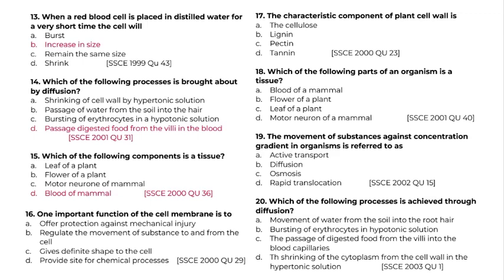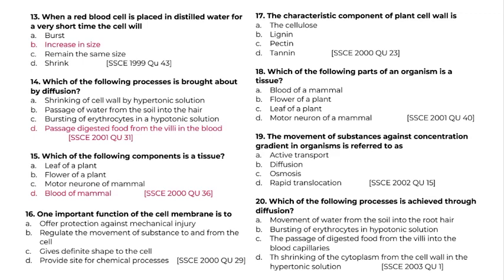Question number 16. One important function of the cell membrane is to A. Offer protection against mechanical injury. B. Regulate the movement of substance to and from the cell. C. Gives definite shape to the cell. And D. Provide site for chemical processes. Now, offering protection against mechanical injury is the role of a cell wall, not the cell membrane.